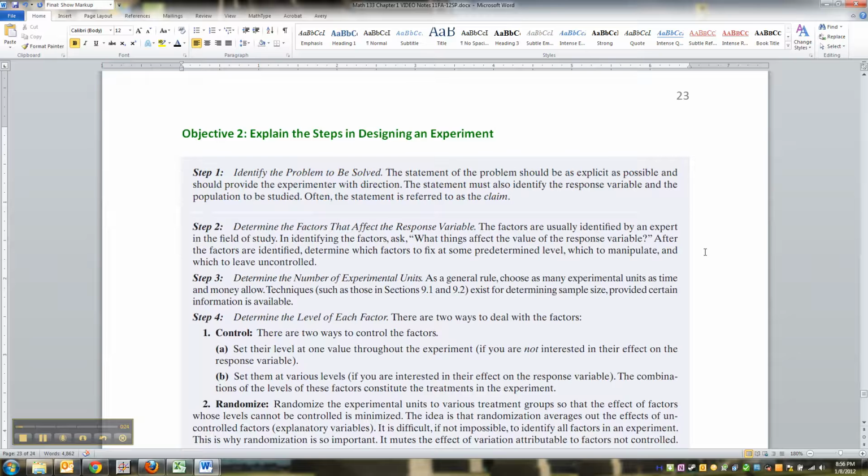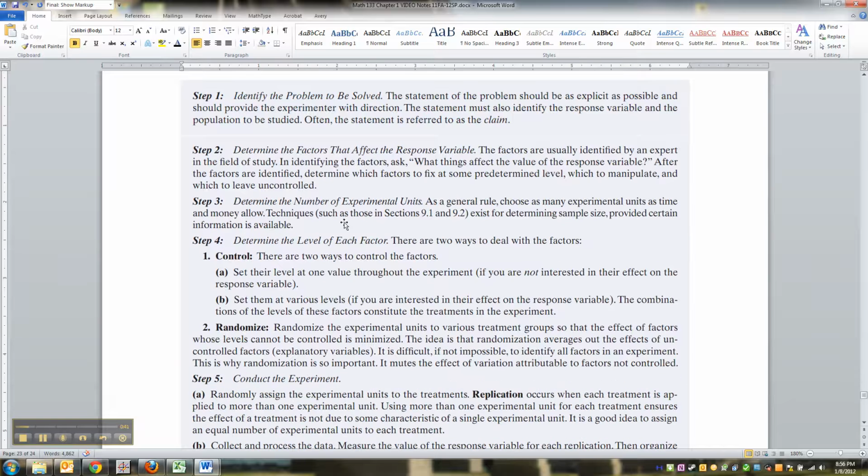So you identify what problem you want to solve. You want to know what makes students do better on the SATs. So you determine factors that could affect the response variable: teaching, study time, sleep time, what they ate that morning, etc. You determine how many experimental units you're going to get, right? And we'll talk about that a little bit more in chapter 9. There are some formulas for that. Determine how many people you've got to look at.